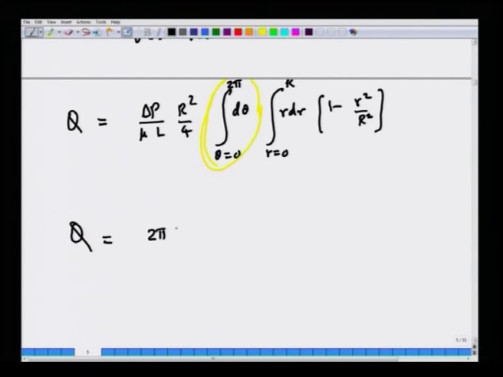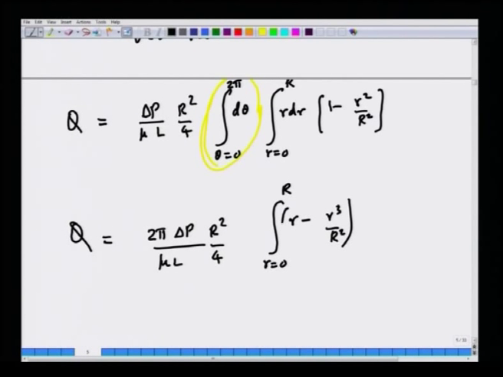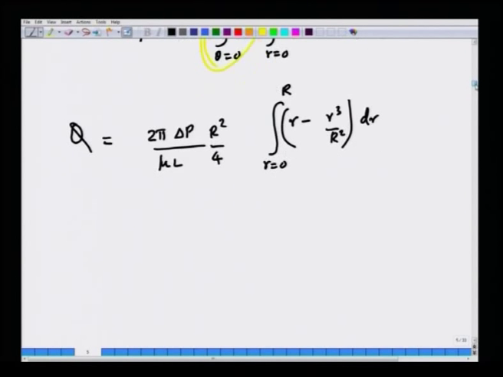Okay. So, Q is 2 pi delta P by mu L R squared by 4, integral r equals 0 to R, r minus r cubed by R squared dr, that is the value of the integral. So, Q is now pi delta P R squared by 2 mu L, I have cancelled this 2 with 4 to get a factor of 2, which is what I am carrying over here.